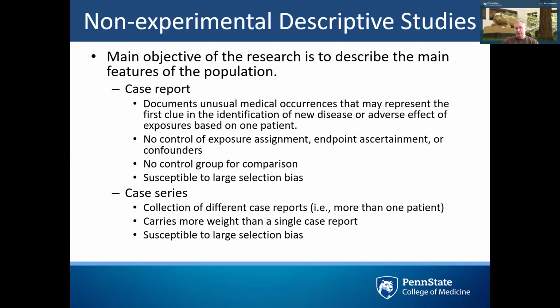Another descriptive type design is a case series. And all a case series is, is a collection of case reports. So it carries more weight than a single case report because it's based on more subjects, but again, susceptible to large selection bias.